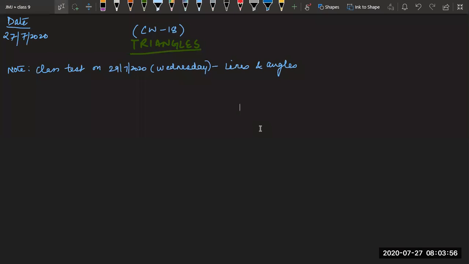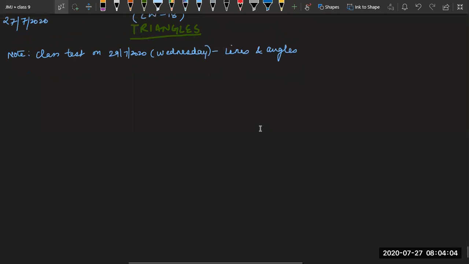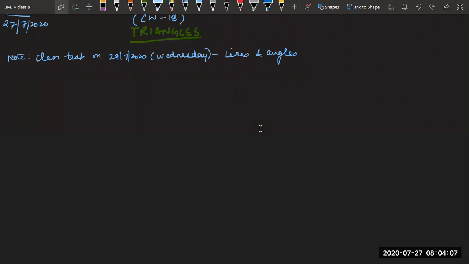In the last class, we discussed two examples based on isosceles triangle. Now we will be furthering that discussion with the exercise. Note this, all of you: you have a class test on 29th, that is Wednesday, of lines and angles.